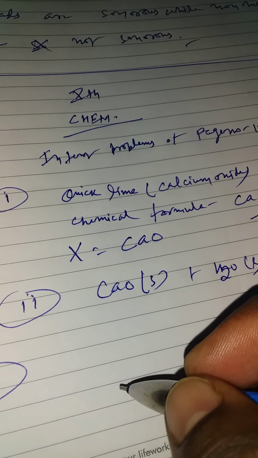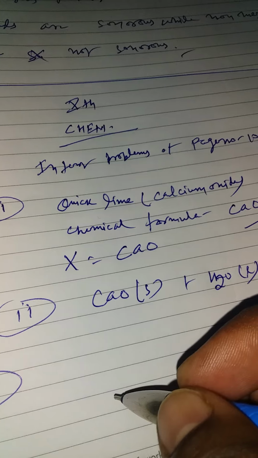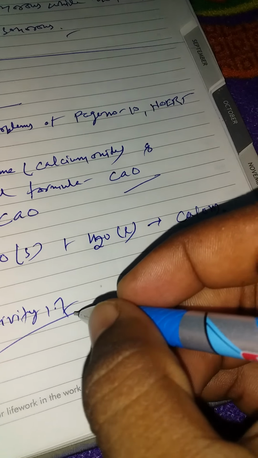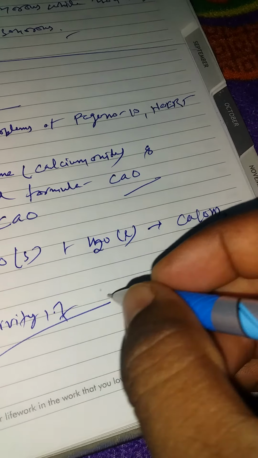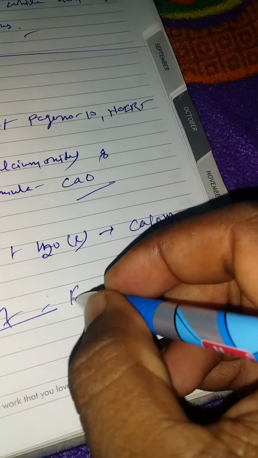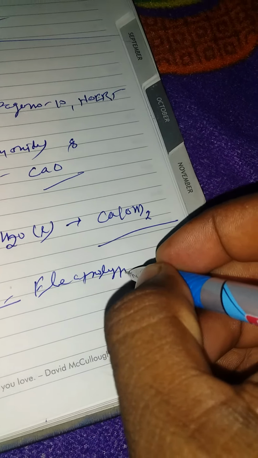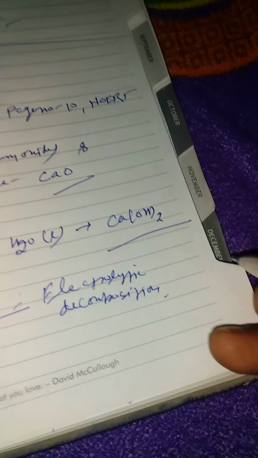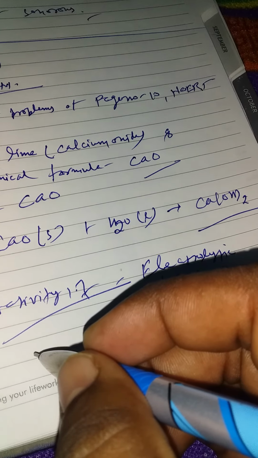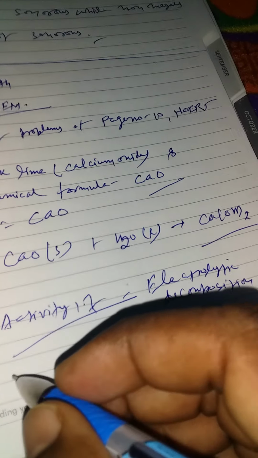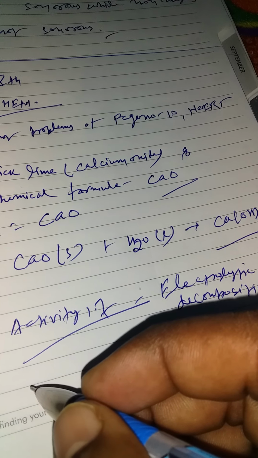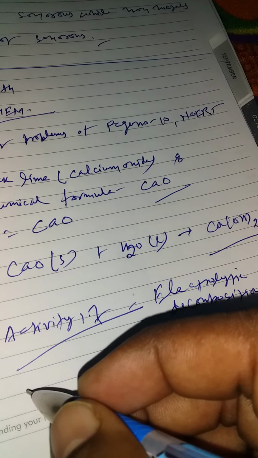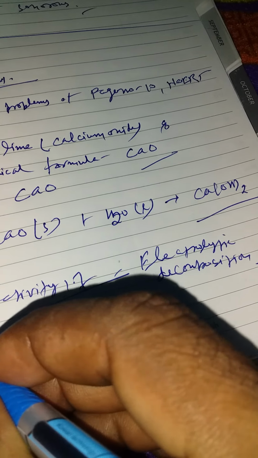Question number 2: why is the amount of gas collected in one of the test tubes in activity 1.7 double of the amount collected in the other? Name this gas. Activity 1.7 is given in the NCERT book, and it is an example of electrolytic decomposition, in which electrolysis of water is given.